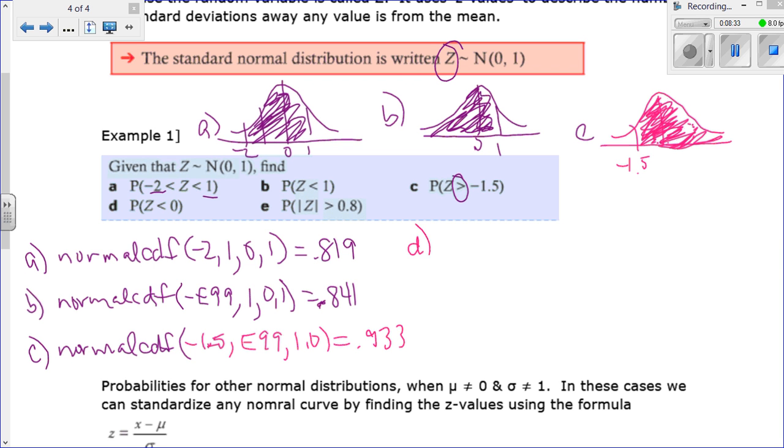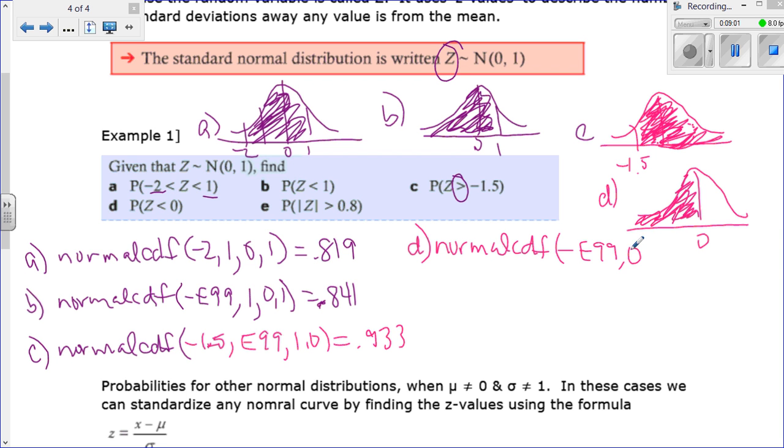And for D, if I draw a picture for D, that's 0. And anything less than 0, I really don't even need my calculator to calculate that because it's half the curve. But if you didn't realize that, normal CDF, and my lower bound is -E99. My upper bound is 0, and then I have 1 and 0, and that would be 0.5.